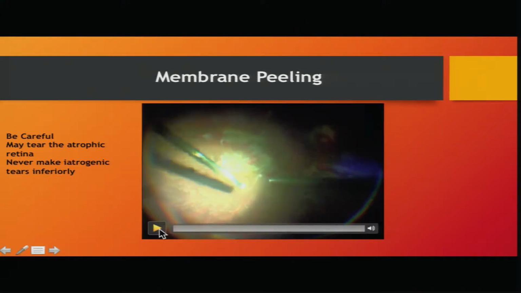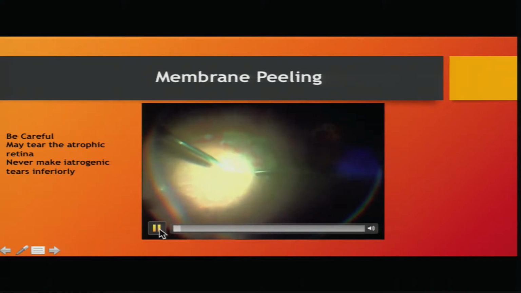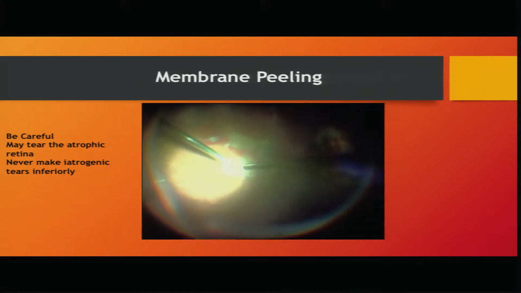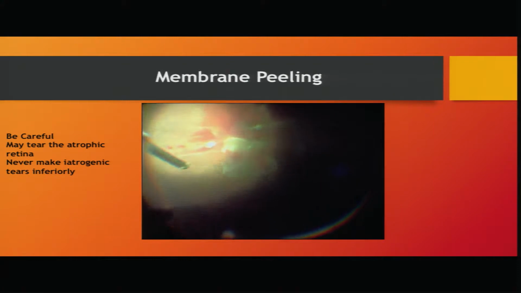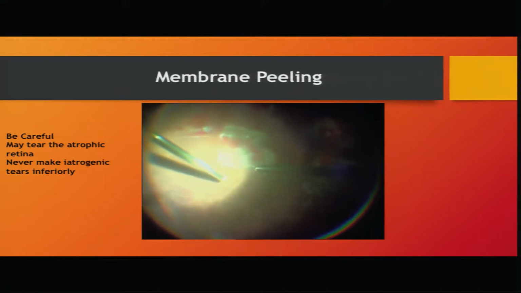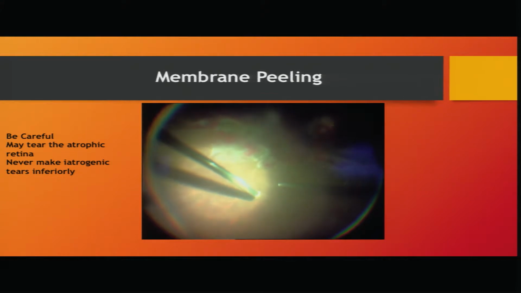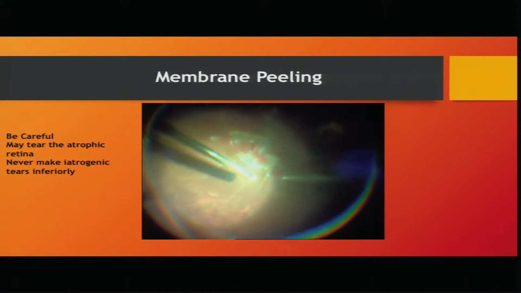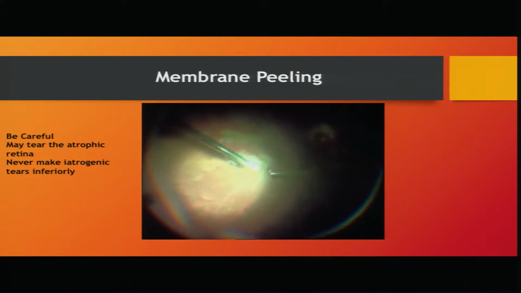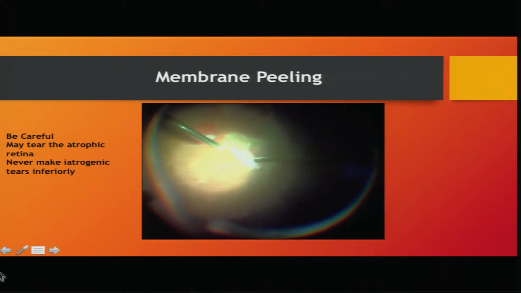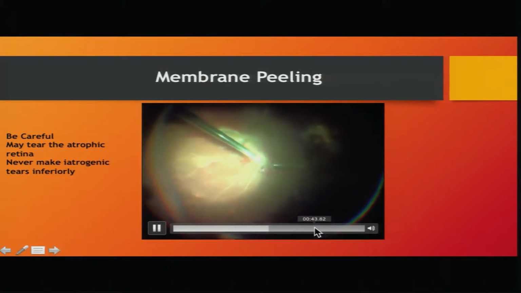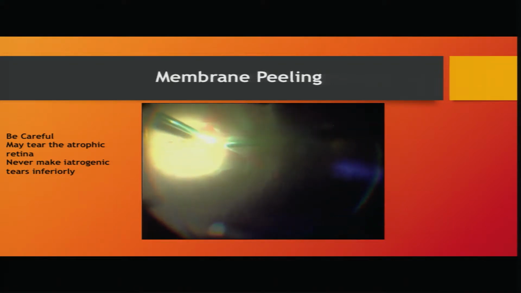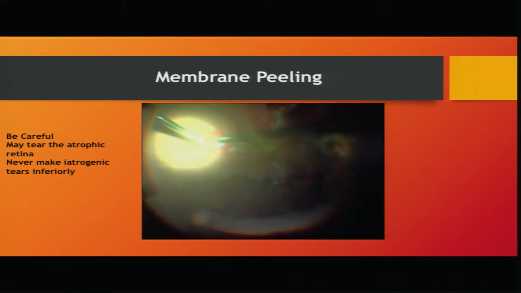Then membrane peeling using the cutter itself. Nowadays we don't use a second instrument. With the cutter itself we can peel the membrane. Keep a watch on the traction, and be careful. It may tear, especially an atrophic retina, and try never to make an iatrogenic tear inferiorly, because if you make an inferior tear, most probably it will redetach in that area. So with an iatrogenic break, always avoid the central area. As much as possible, peel the membrane using suction very carefully.